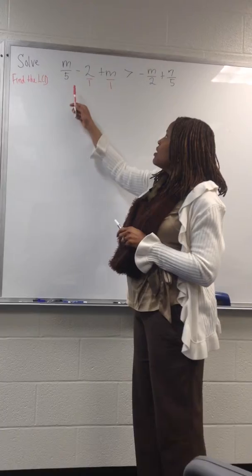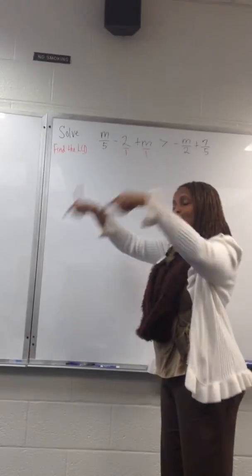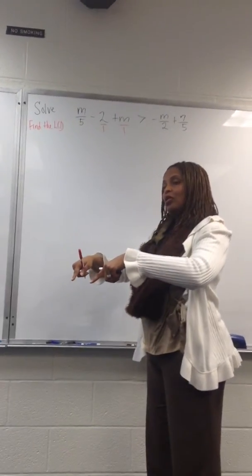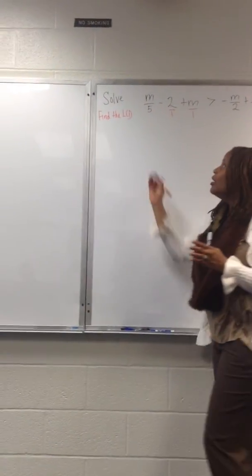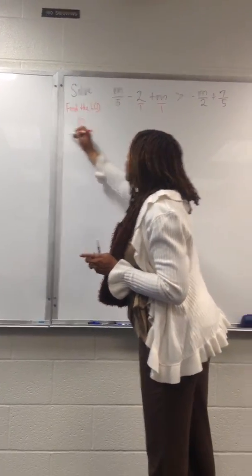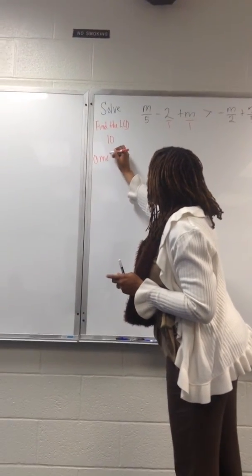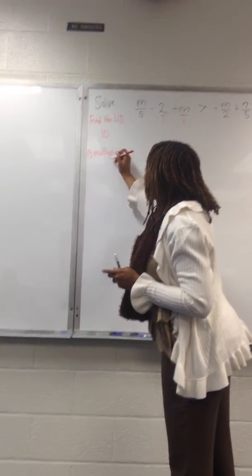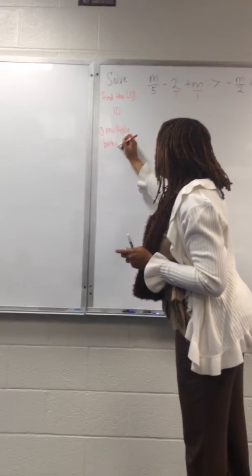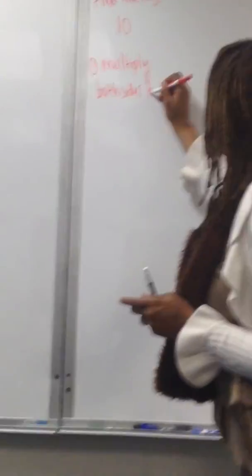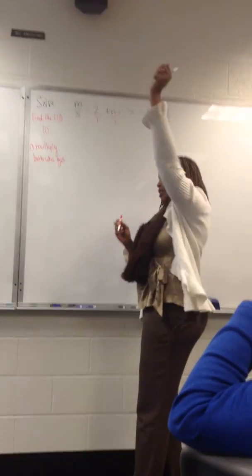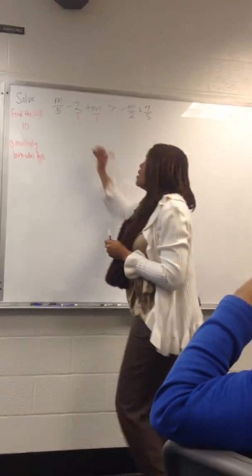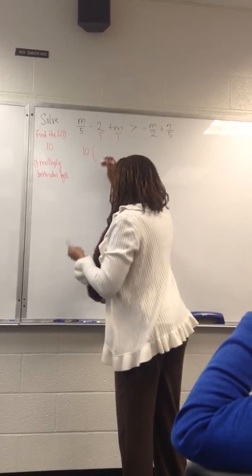What's the smallest number that 5 and 2 will go into? Ten. So that's the LCD, okay? Okay. So the LCD is 10. So I'm going to multiply both sides by 10. Okay? We okay with that? And when I say multiply both sides by 10, that means you're multiplying everything by 10.